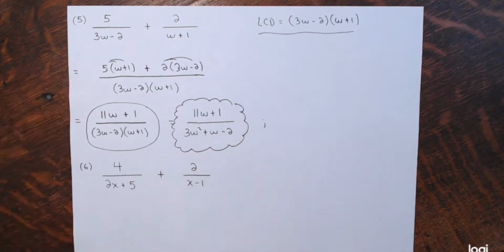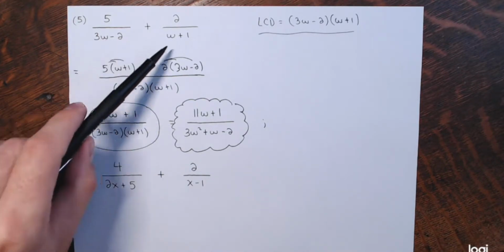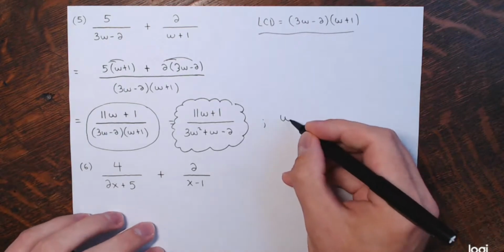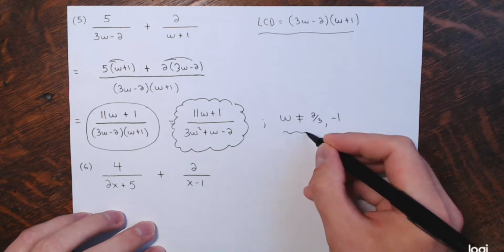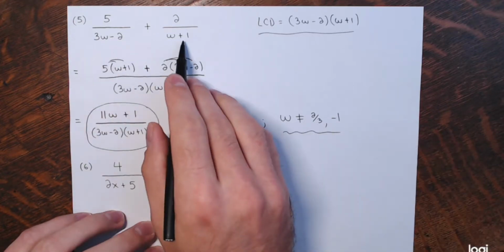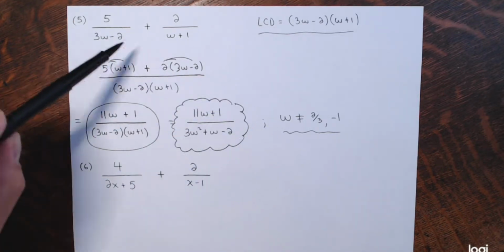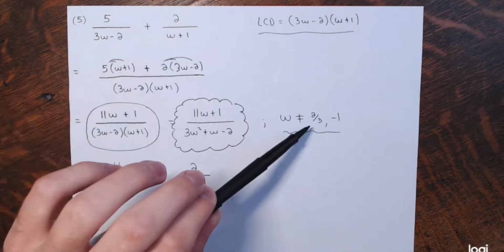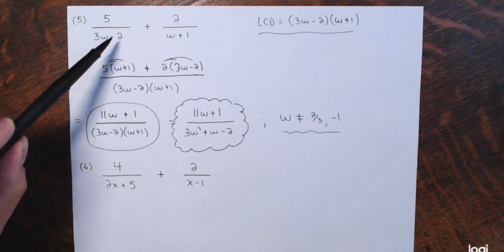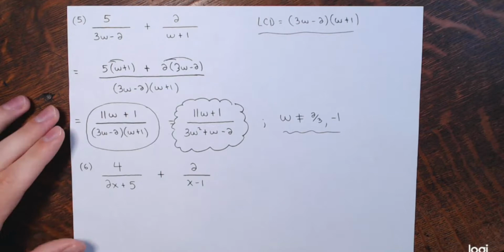And test it out. You can replace w with any number you want, except for 2/3 and -1. w can't be 2/3 or -1, because those will make me divide by 0. Those will give me denominators of 0, and that's bad. That's undefined. But I leave it to you to check. Replace w with any number you want, except 2/3 or -1, and see that the value of the original expression is the same as the value of the final expression. And it should be.